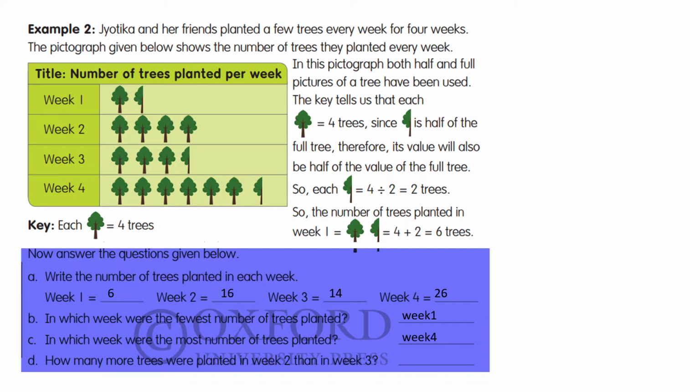How many more trees were planted in week 2 than week 3? Week 2 has 16 trees. Week 3 has 14 trees. So they are asking how many more trees were planted in week 2 than week 3. That means you have to subtract 14 from 16. That will give you 2.